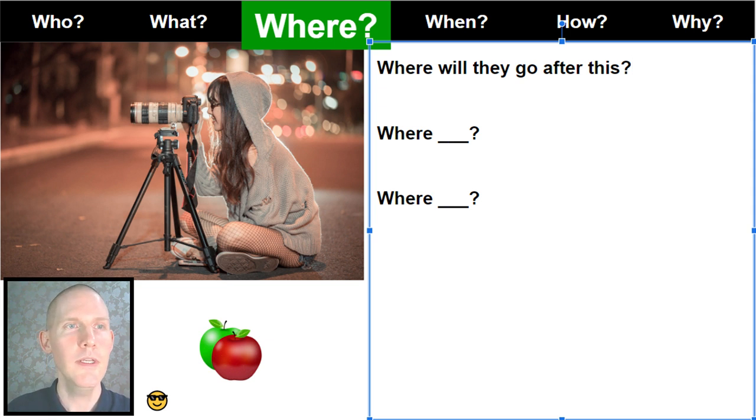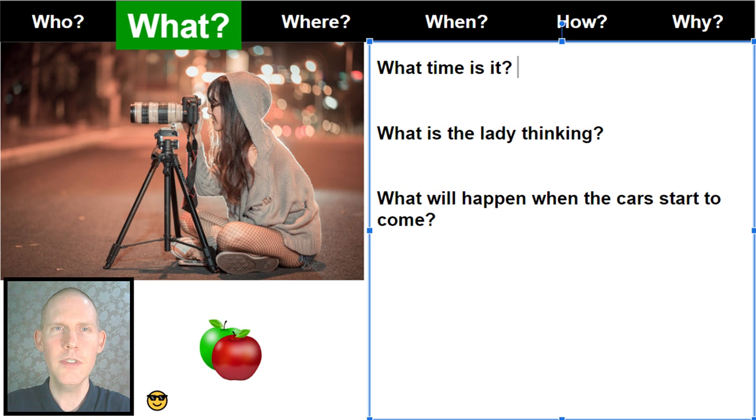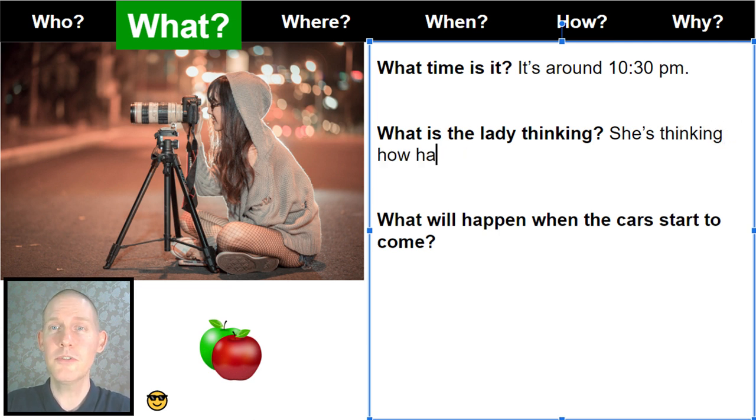And you know what? We didn't answer our what questions, did we? We better go back. Okay, what time is it? We could say, well, it's dark out. And I'm going to say it's around, which is like, it's about, it's around, we'll say 10:30 p.m. All right? All right, they want me to put a space. Okay. What is the lady thinking? She's thinking about how handsome her boyfriend is.